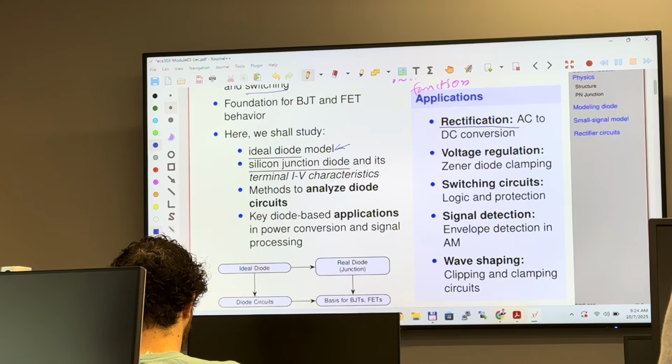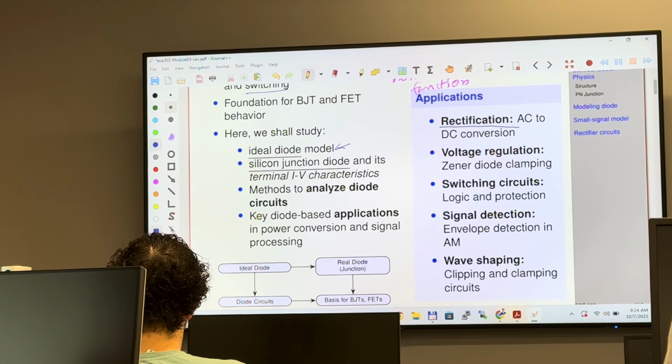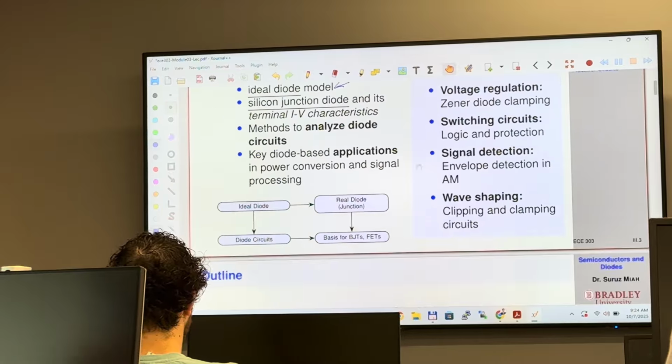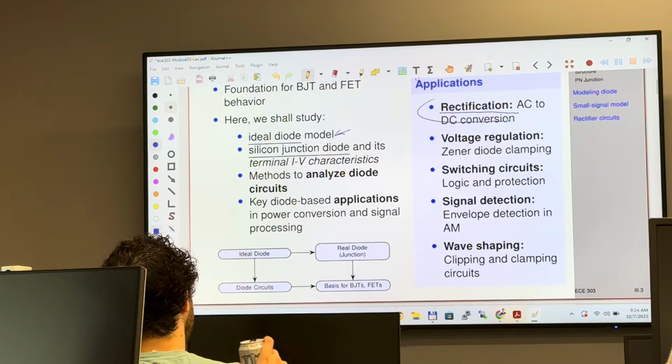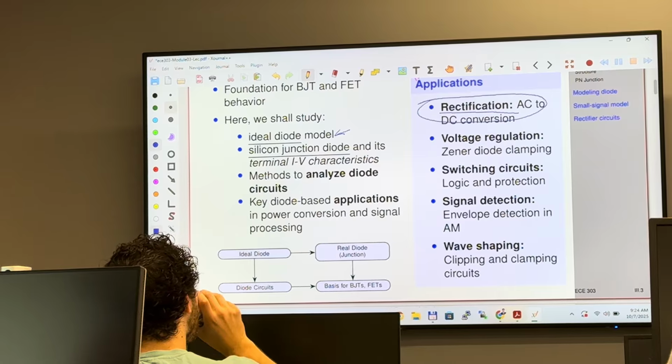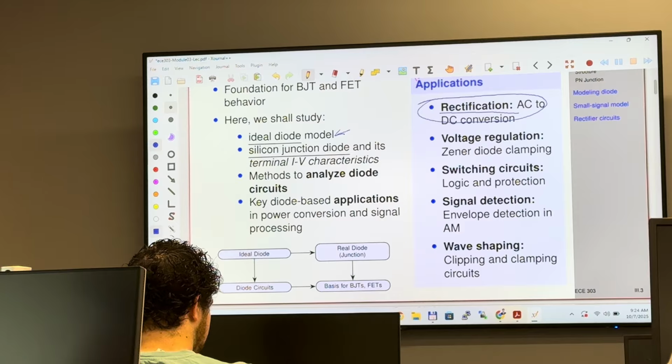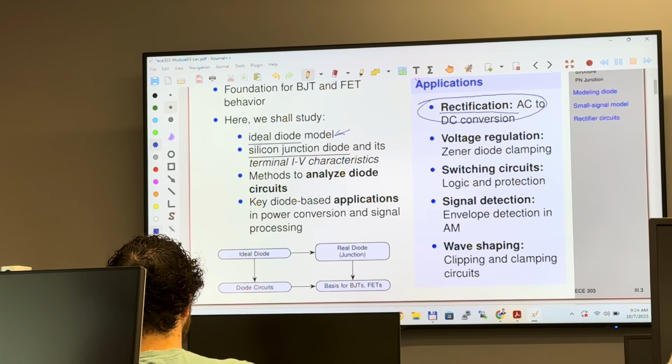performed using diode. The other applications I'm not going to read, but in the coming lab, we are going to implement this rectification, AC to DC. Clear? In the coming lab, we are going to have this rectification, AC to DC.